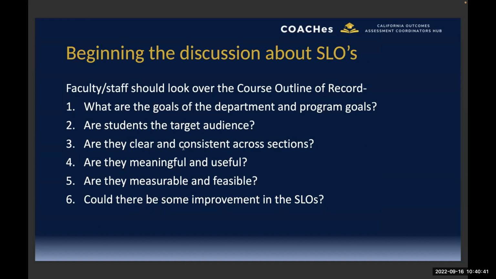Figure out what are the goals of the department and program goals, what are the course goals. Looking at your student learning outcomes, are students being the target audience for these? Okay, really, they should be the target audience for these student learning outcomes. Are they clear and consistent across the sections of a course? Are they meaningful and useful, measurable and feasible within the time frame? And could there be some improvement in the student learning outcomes? Chances are, unless you've done work recently, there can be some improvements. This work is a constant edit and revision and just thinking about where we're at and where we want to be. So really, we just want to look to see if there's any edits necessary.